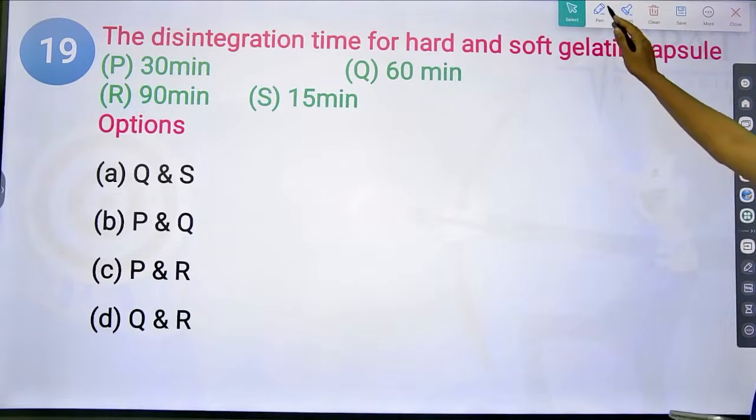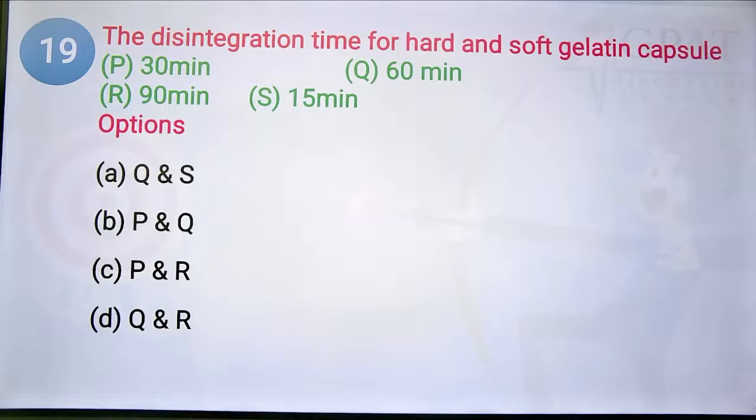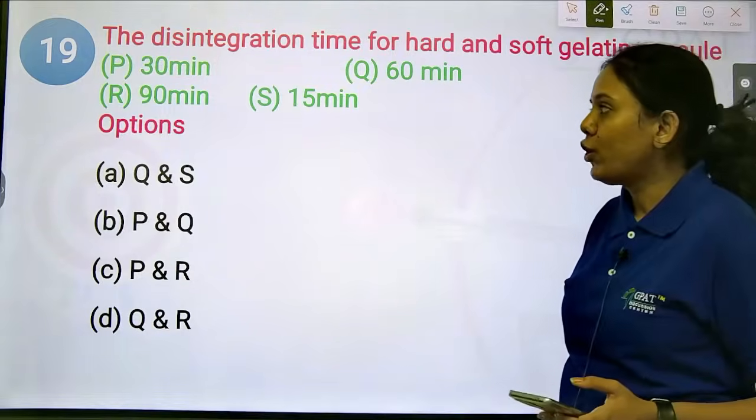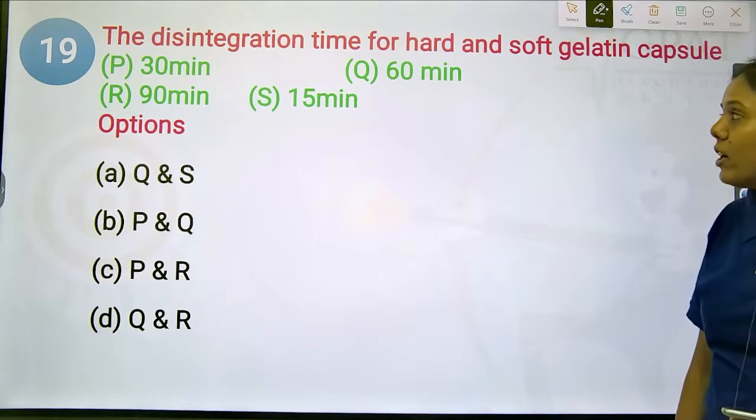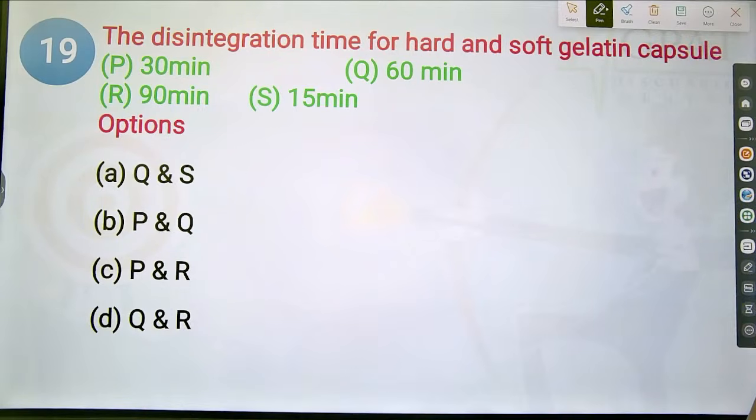Next is the disintegration time for hard and soft gelatin capsule. So what should be the answer? 30 minutes, 90, 15 and 60 they have given. So first is hard gelatin how much and soft gelatin how much?